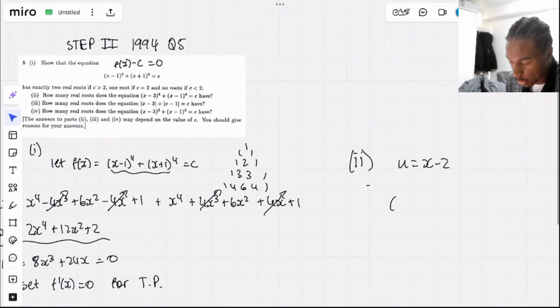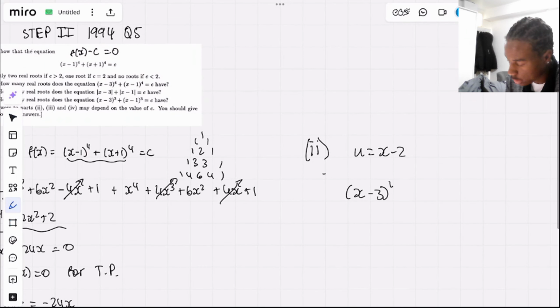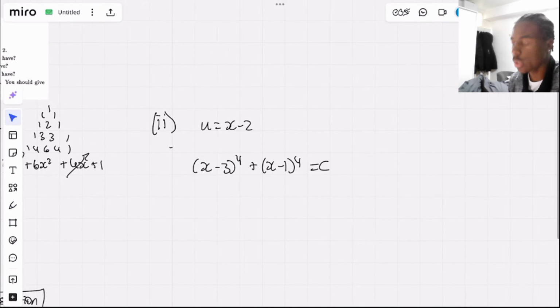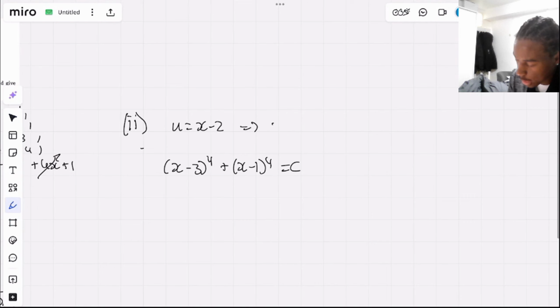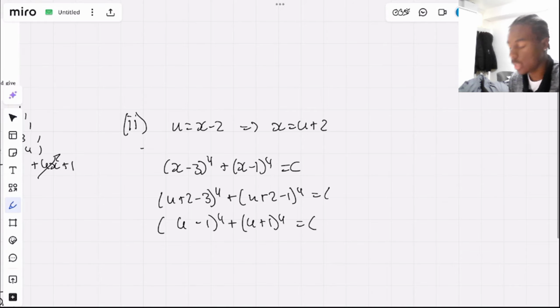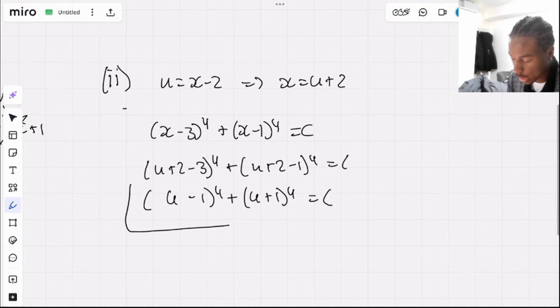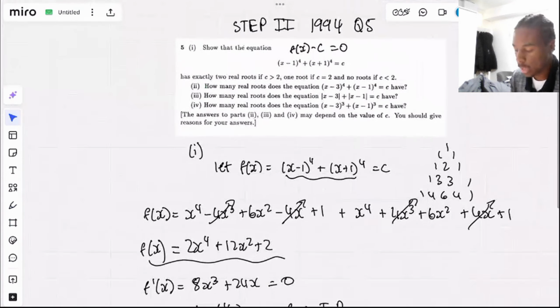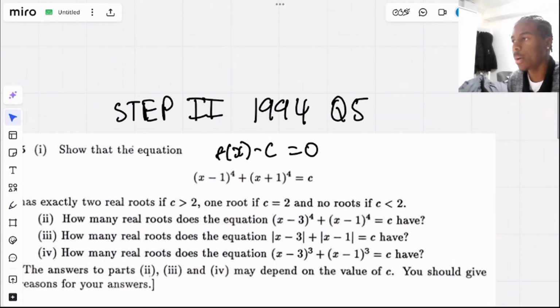Because you know how we have x minus 3 to the 4 plus x minus 1 to the 4 equals c. When we let u equal x minus 2, that implies that x equals u plus 2. We have u plus 2 minus 3 to the 4 plus u plus 2 minus 1 to the 4 equals c. So then we have u minus 1 to the 4 plus u plus 1 to the 4. Now, that is the exact same thing as what we had in part 1.